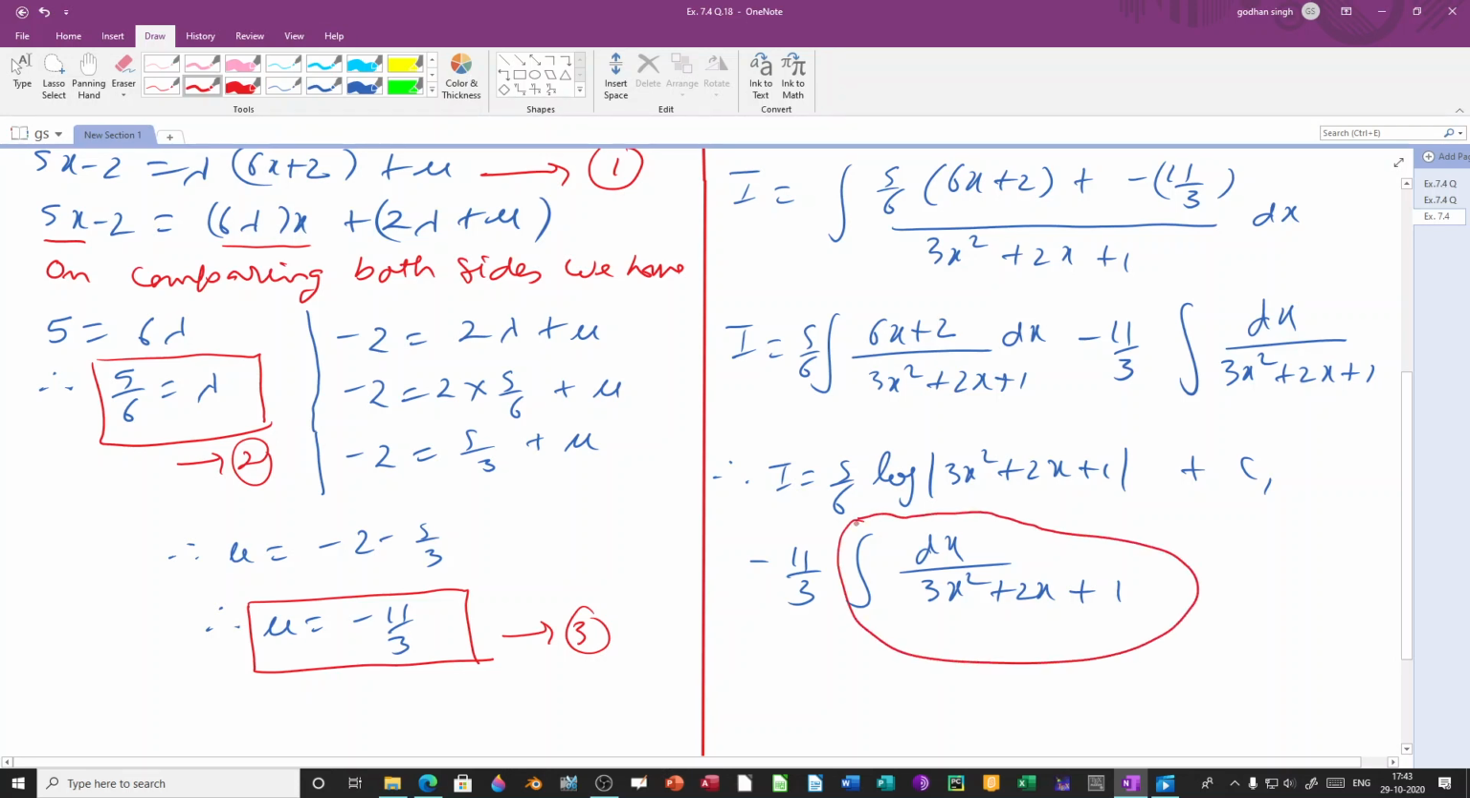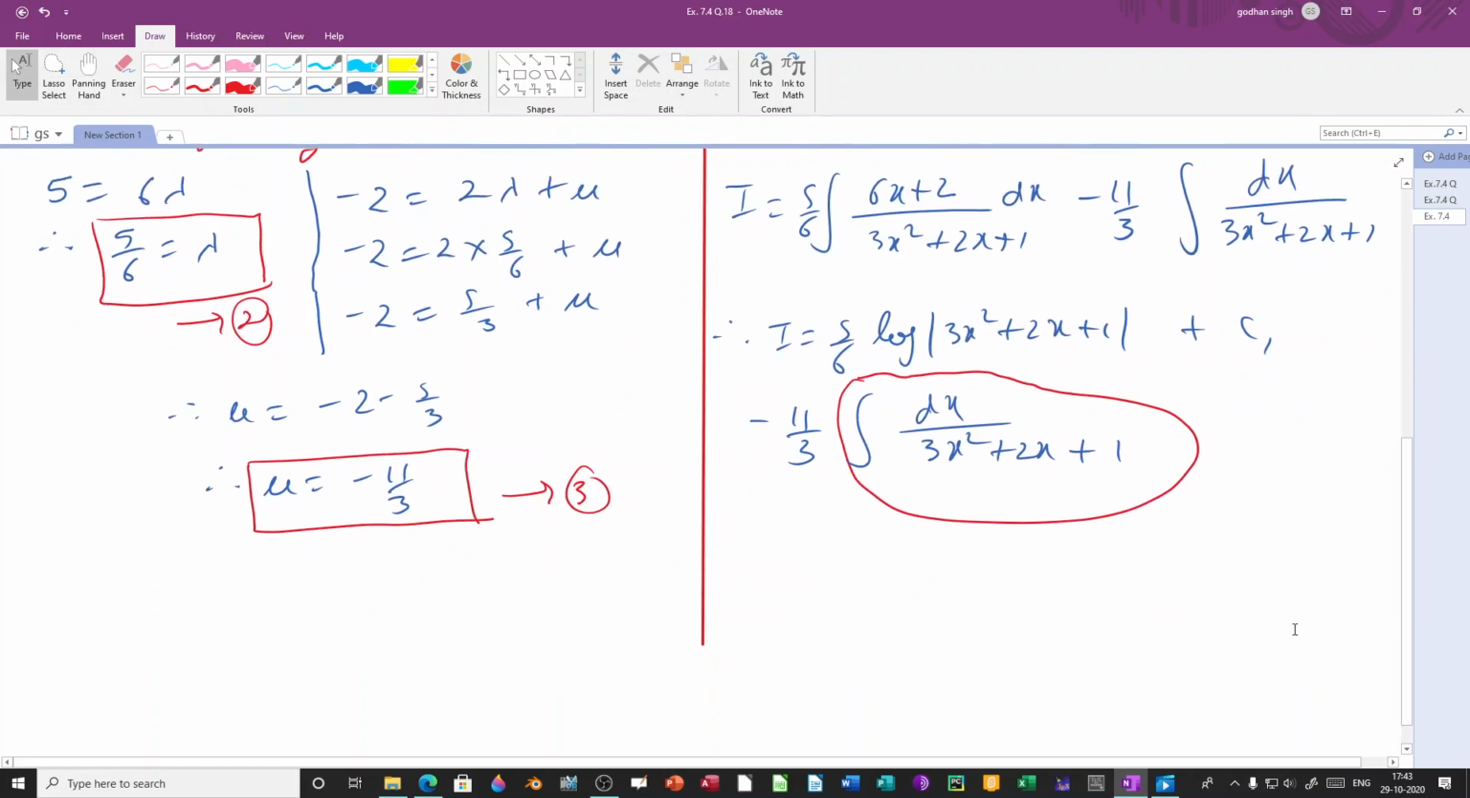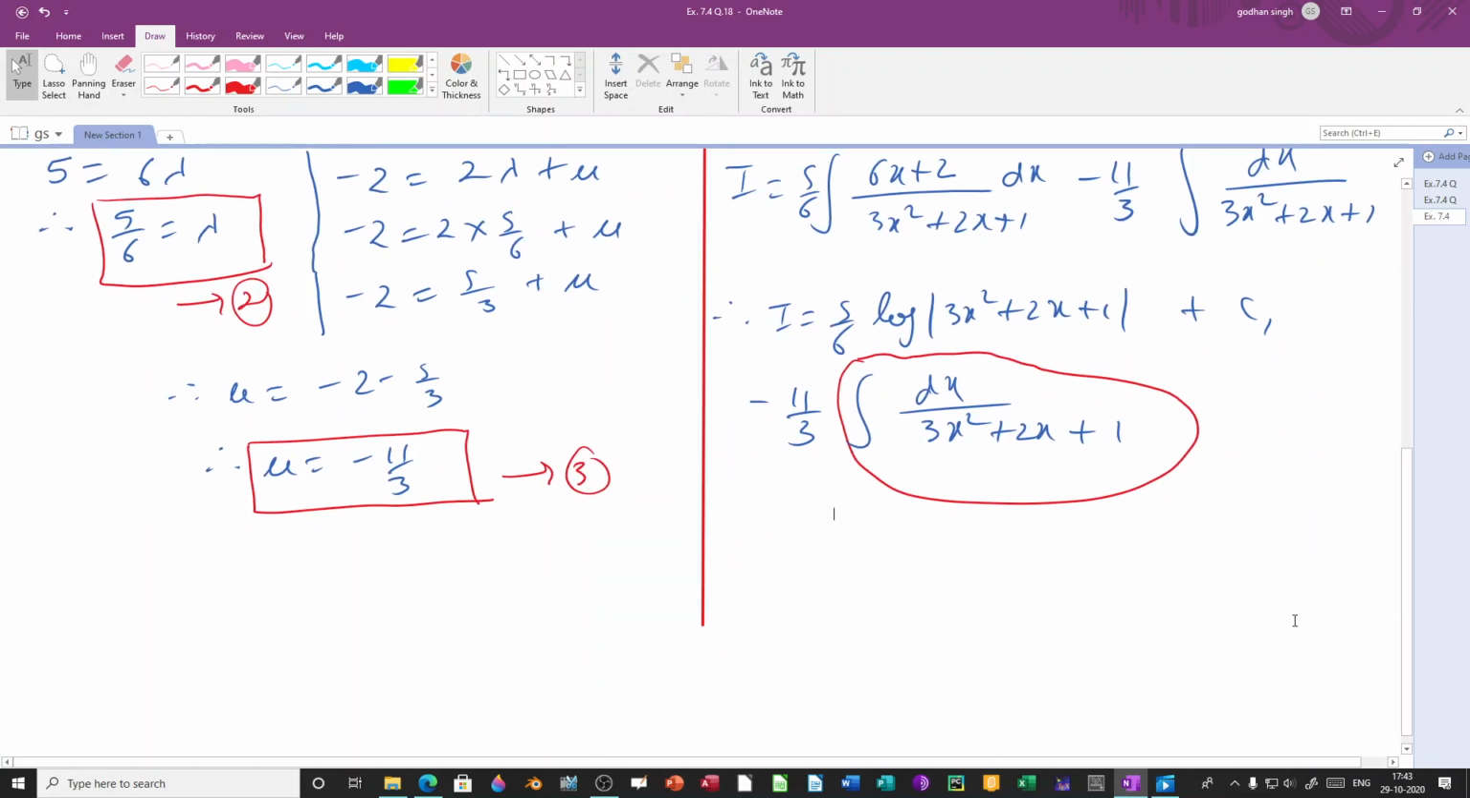So for time being we can say this is I1 and solve it by writing the denominator as sum of perfect square. So let I1 equal to integration of dx over 3x square plus 2x plus 1. We'll find the integration of I1 and then multiply with minus 11 by 3 and put in this, so that will be our final answer of I. So we'll solve this part in the next page.